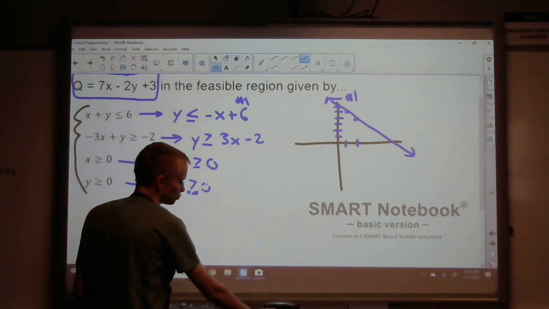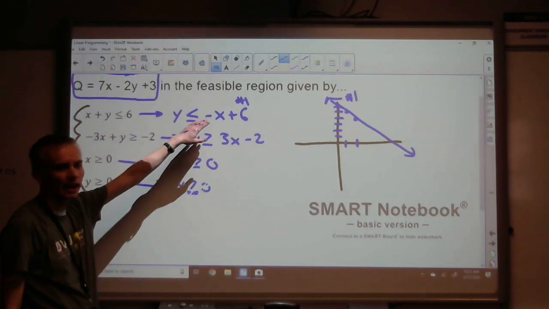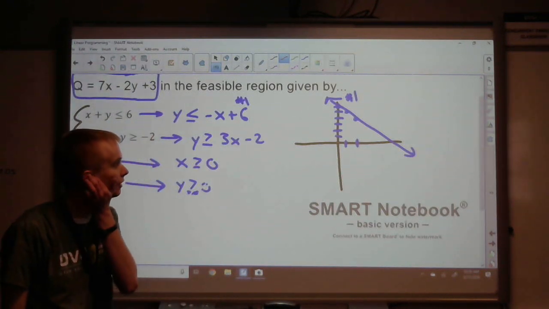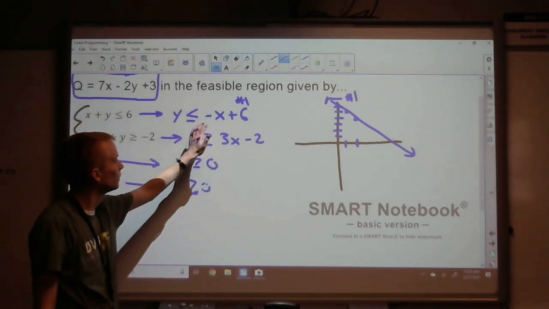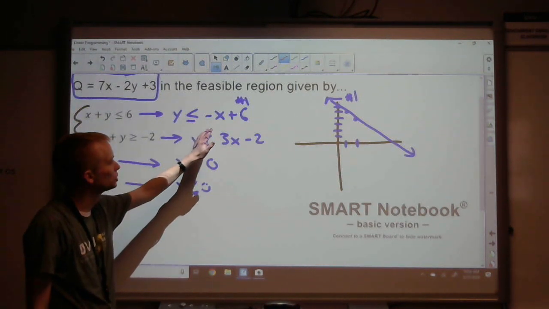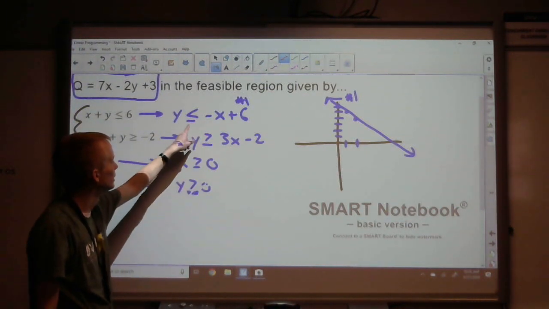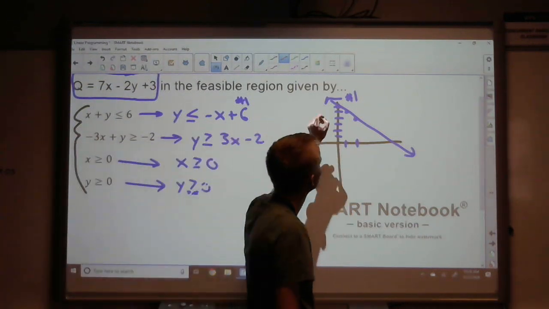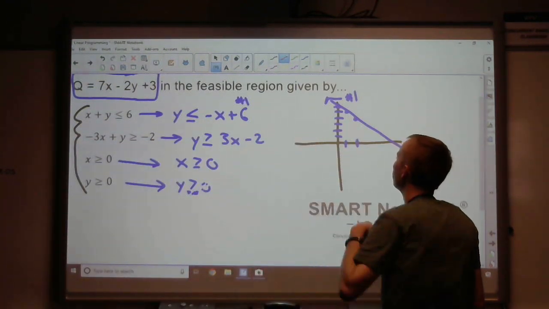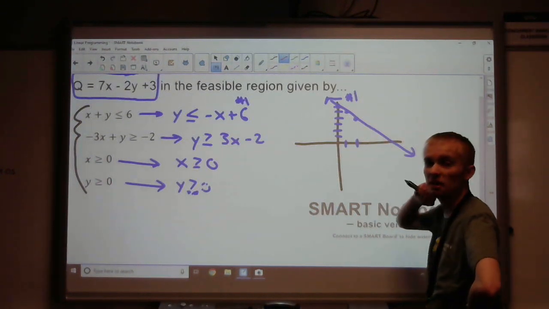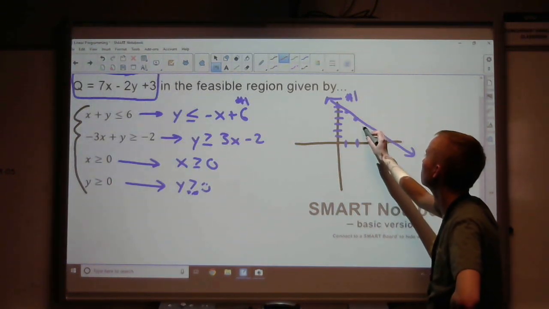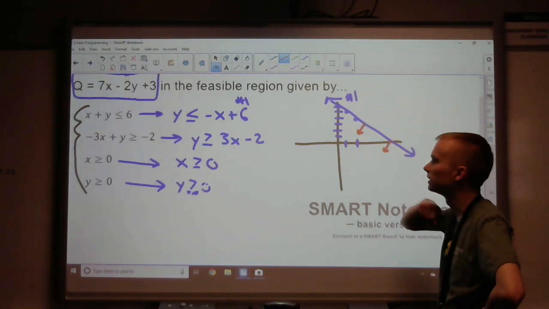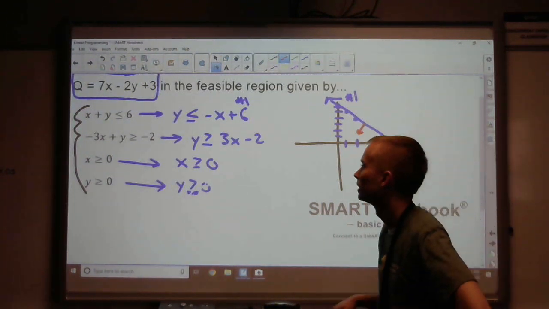And this is an inequality, right? So I'm going to shade part of my graph here. I just want to figure out which part to shade. Well, it's y is less than or equal to negative x plus 6. So y needs to be small. In other words, you need to be below the line. So the downward part of the line would be shaded, okay?